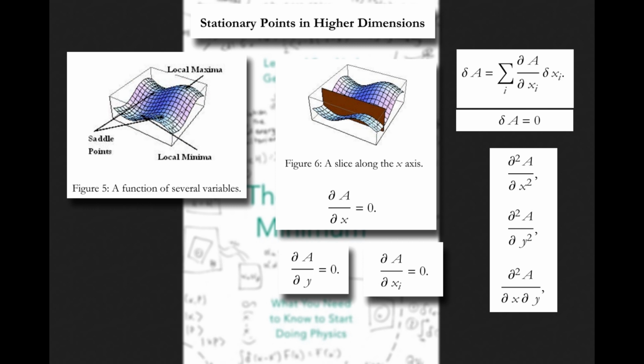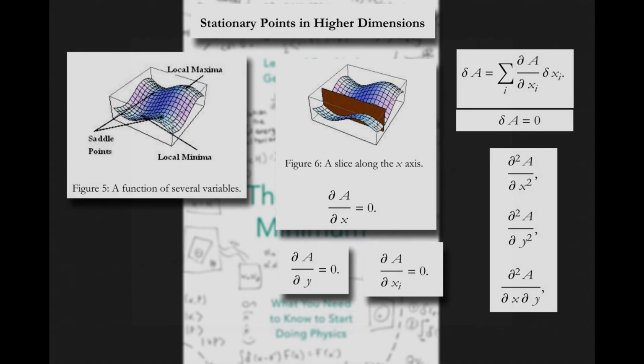Suppose we found such a point. How do we tell whether it is a maximum, a minimum, or a saddle? The answer is a generalization of the criterion for a single variable. We look at the second derivatives, but there are several second derivatives. For the case of two dimensions, we have the second derivative of a with respect to x, the second derivative of a with respect to y, and the second derivative of a with respect to x and y, and with respect to y and x. The last two being the same.